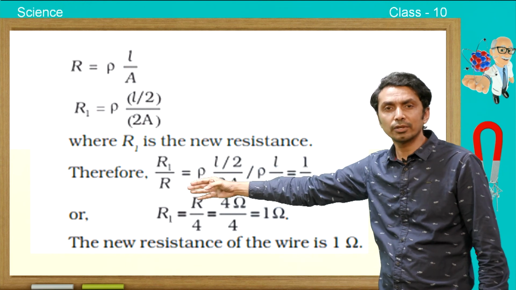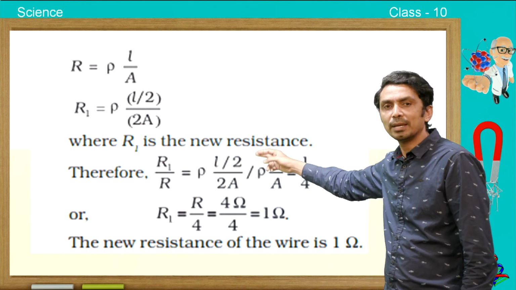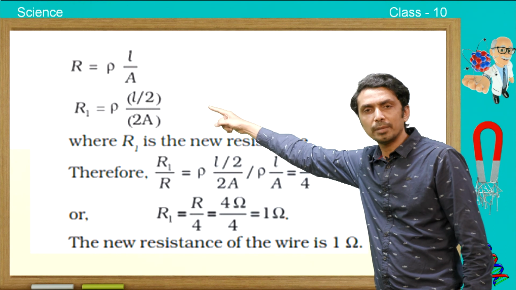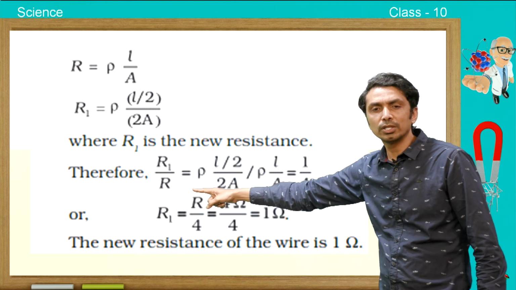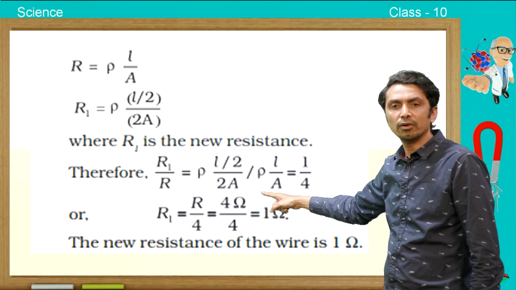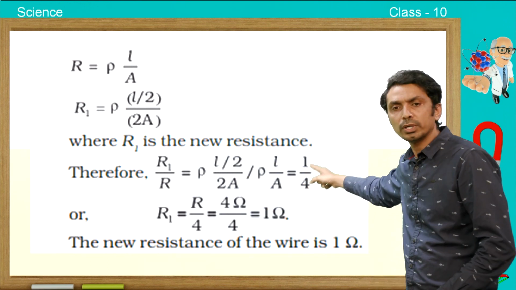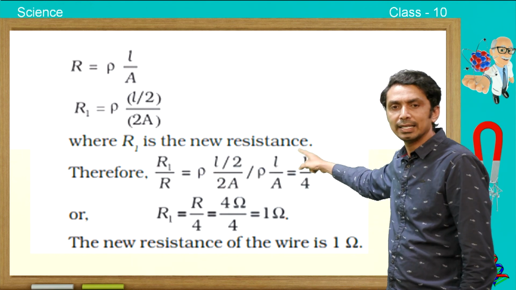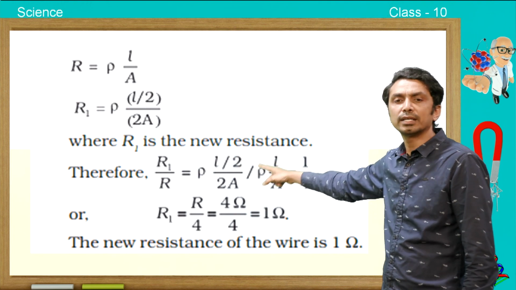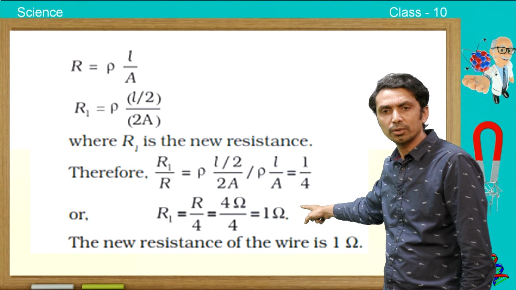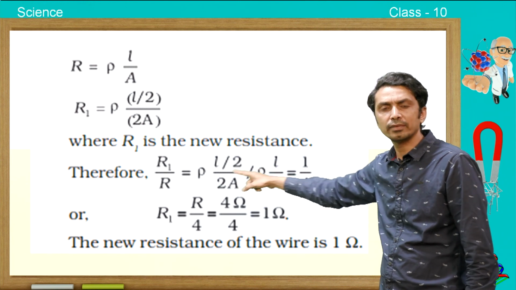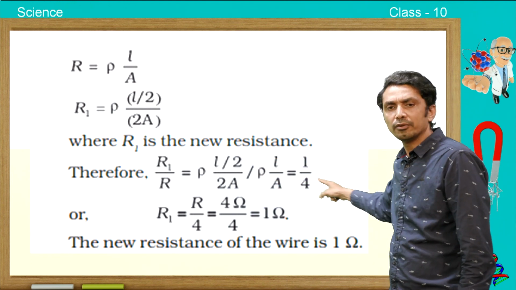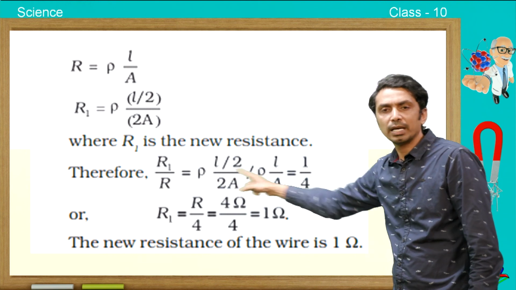R1 by R, we will write down the values, is equal to rho L by 2 by 2A. That means here we have noted down R1 value, rho L by 2 by 2A, and below that we have noted down the value of R, that is rho L by A. Now here we can cancel rho, L as well as A to get the value equal to 1 by 4. As you can see, numerator and denominator both have rho, L and A, so they get cancelled to give 1 by 4. So R1 by R is equal to 1 by 4.